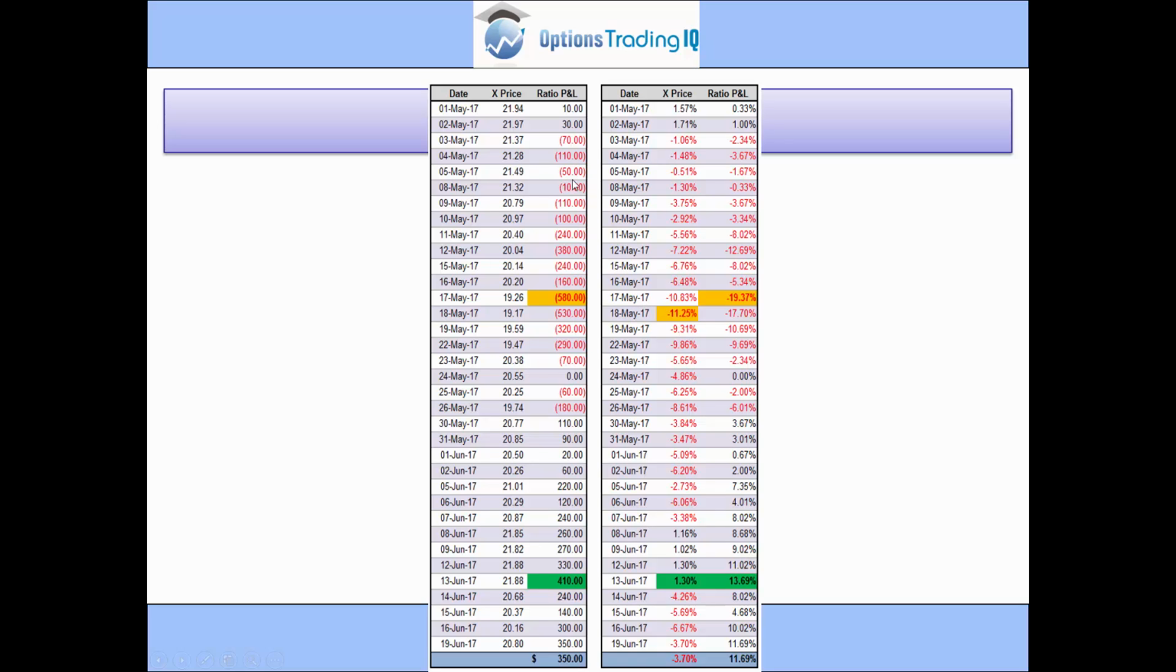So the trade was under pressure. It was losing money. You can see here, on the 18th of May, the stock's down 11.25%. The ratio spread trade is down $530 or 17.7%. I typically have a 20% stop loss on these sorts of trades, and we did get pretty close the day before, down 580, just under 20%. From there, the stock started to recover and ended, on the 13th of June, with a $410 profit.